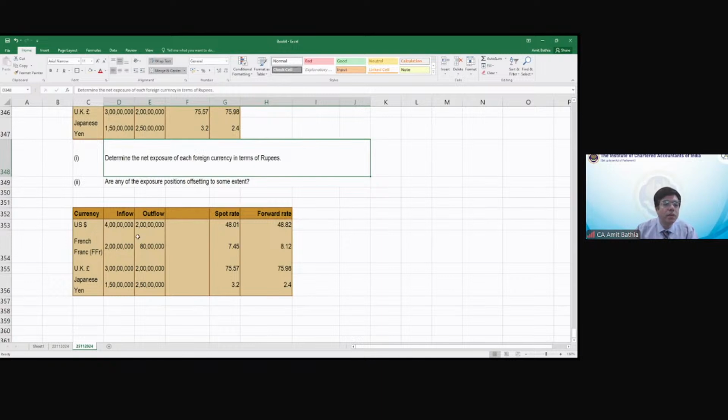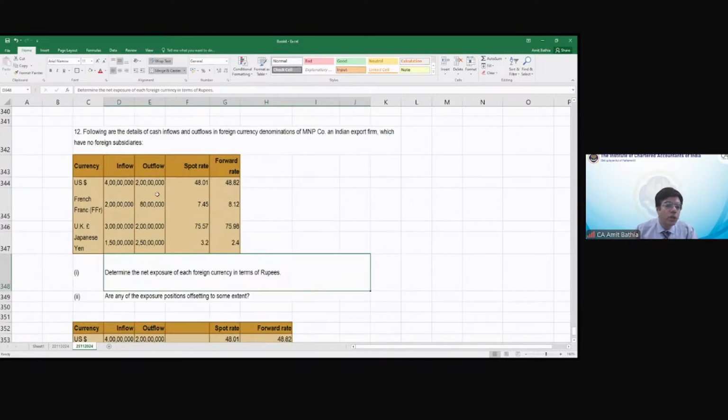So we are given the value of inflow, value of outflow. So I have a certain exposure. What do you mean by exposure, first and foremost? So I'm looking at what is the spread. At the spot rate, I am supposed to receive 48.01. Is that spread going to be positive for me or negative for me? Because this rate is quoted with the base currency being dollars, right? And you are going to essentially receive dollars. So if rupee depreciates, you can see over here, the US dollar is appreciating, right? 48.01 becomes 48.82.